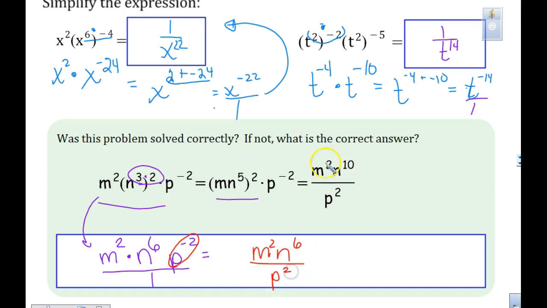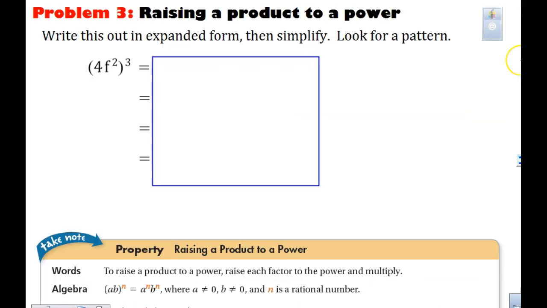Yes. So their mistake here was when they were looking at this, these were not both to the second power. We can't do that. So following the rules, multiplying first when we had that 3 times 2, okay? And the first thing that we want to take a look at as we are writing this is we want to think of 4f to the second should be written how many times? 2 times. What is this? It's telling us the 3. So please write 4f to the second times 4f to the second times 4f to the second.